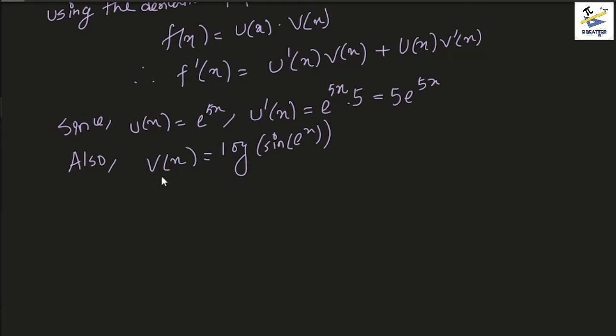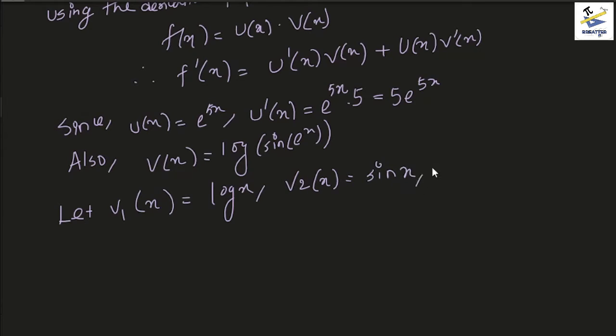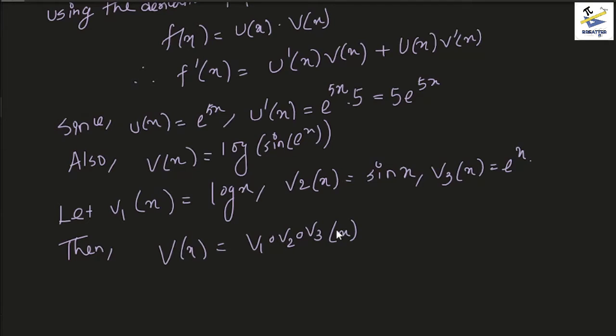So let v1 of x equal log of x, v2 of x equal sine of x, and v3 of x equal e to the power x. Then v of x is simply v1 of v2 of v3 of x, right? It's a triple composition. Now how do we do something like that?